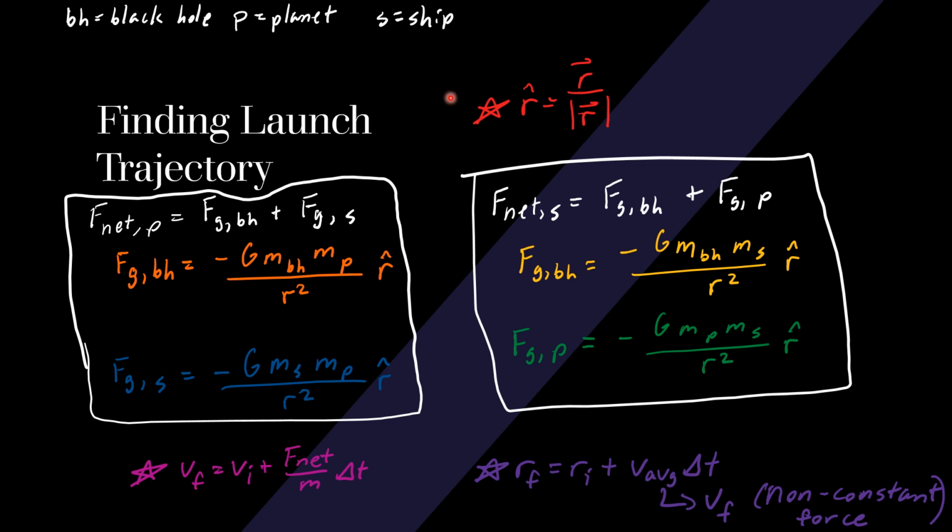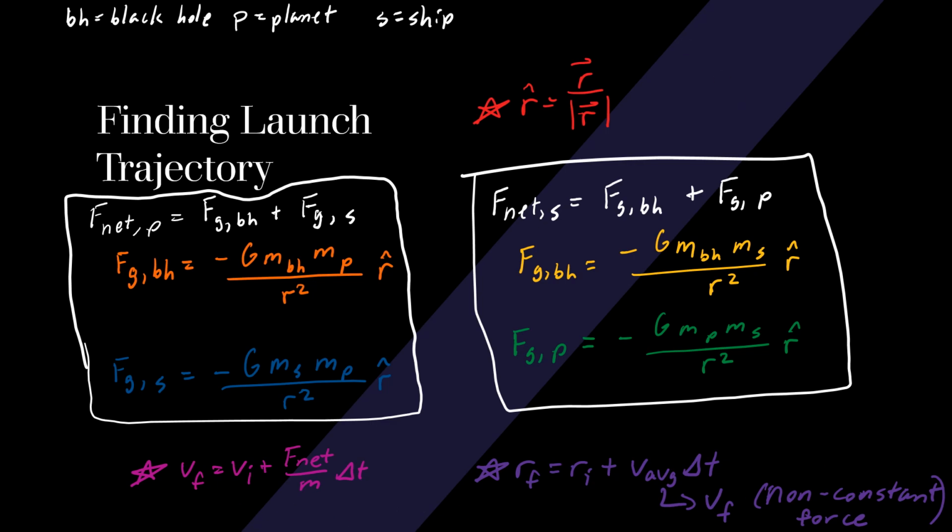So moving on to the next part of our lab, we first want to calculate our net force for our planet, which is shown here, where the system is our planet and the surroundings are the black hole and the ship. And then over here on the right, we see our system is the ship, while the surroundings are the black hole and the planet. And all of these forces are just going to be gravitational.